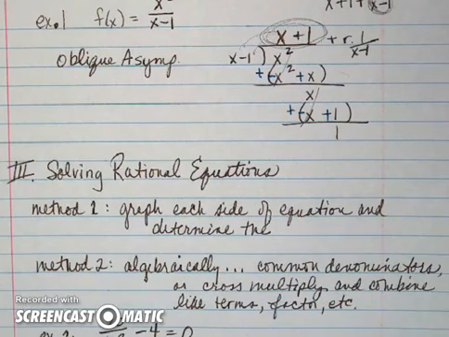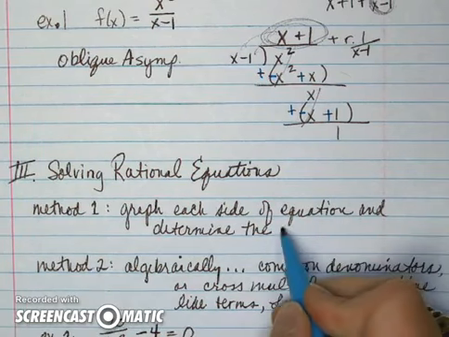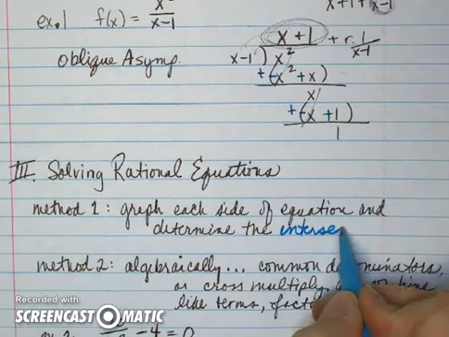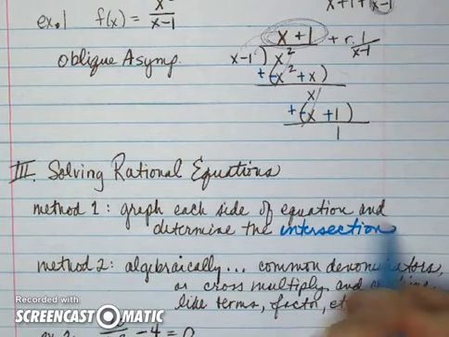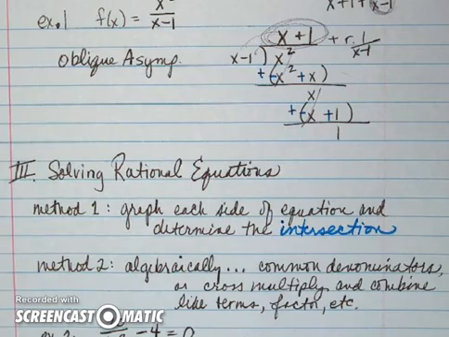The first method is if you're allowed to use a graphing calculator, you can graph both sides of the equation, and then you would figure out where they intersect. And you can do that with the calculator command where you find the intersection.